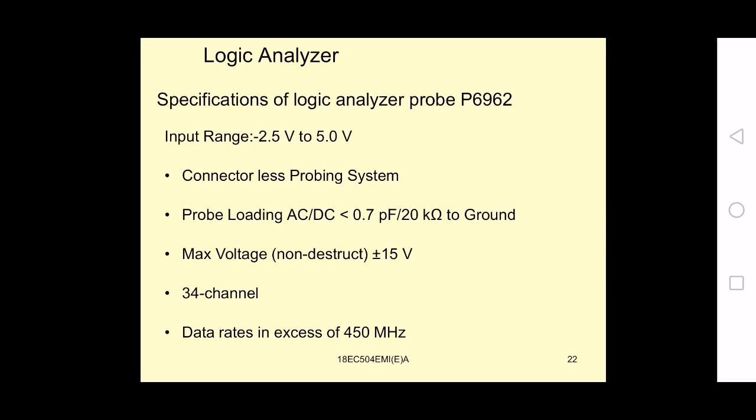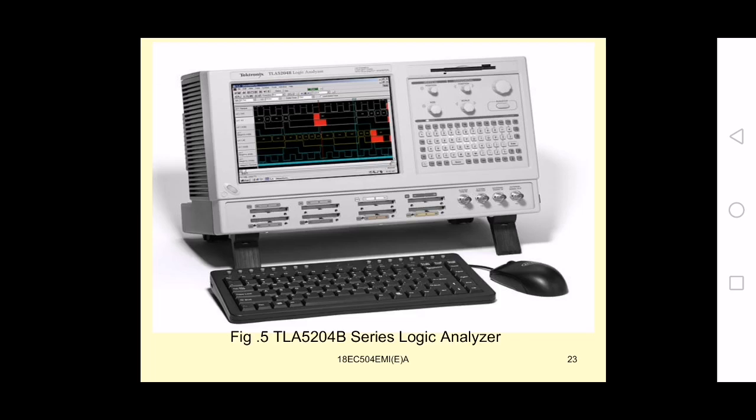And the specifications of the logic analyzers: input range is from 2.5 volts to 5 volts. As I already said, it is a connectorless probing system, and the probing load offers AC and DC voltage with less capacitance, 0.7 picofarad for 20 kilo ohms to ground. The maximum nondestructive voltage is plus or minus 15 volts, and it offers 34 channels at a time, with data rates in excess of 450 megahertz.